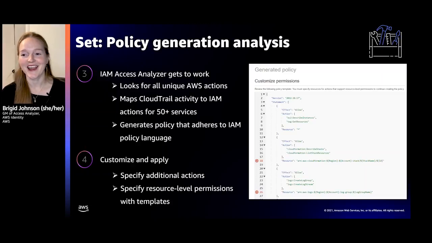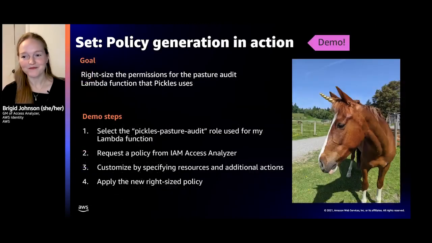So, all right, this is a demo. Pickles is my horse, introducing Pickles for the first time in this talk. He's a little bit of a unicorn and he's quite special, but he has a pasture. In his pasture, he has a little shelter, water, hay, and he likes to audit his pasture. He likes to walk around, but he built a Lambda function for it. His Lambda function checks and makes sure everything's in the right place and operating as needed. But we want to right-size his permissions. Right now his permissions are a little broad. We need to right-size them.